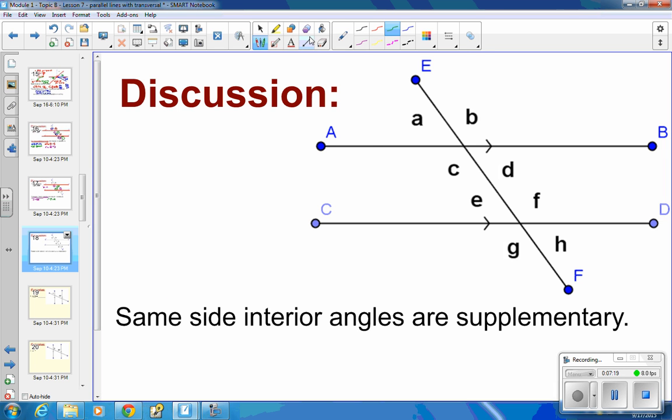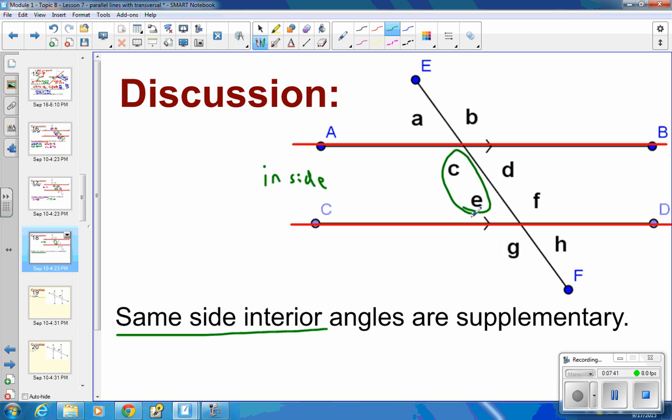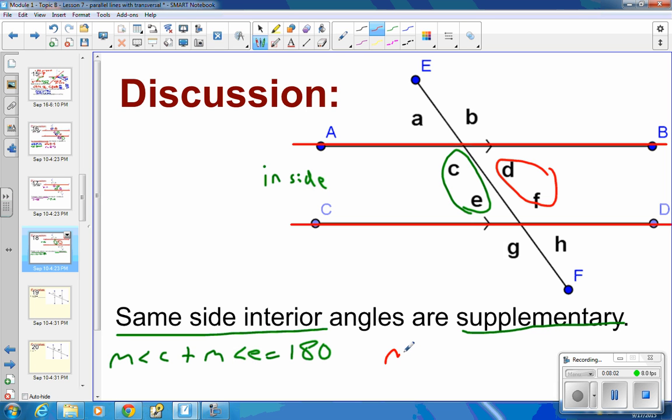Doing the same thing, we want those two lines. So AB has to be parallel to CD, and I want to prove that using the same side interior angles. So same side of the transversal, interior inside the parallels. So inside, and I want on the same side, so that's these two. And they are supplementary, so that means the measure of angle C plus the measure of angle E has to be equal to 180 degrees. And our other set would be this one over here. D and F are also on the inside, and they're on the same side. So the measure of angle D plus the measure of angle F has to be equal to 180 degrees.